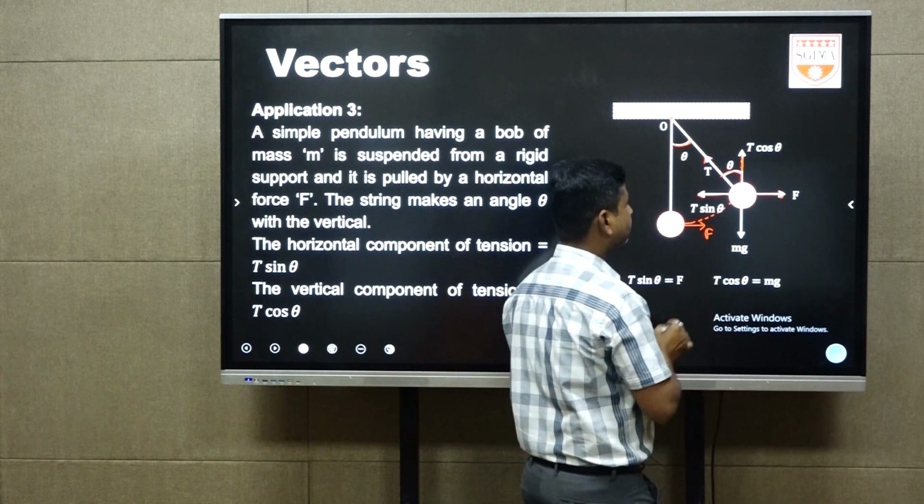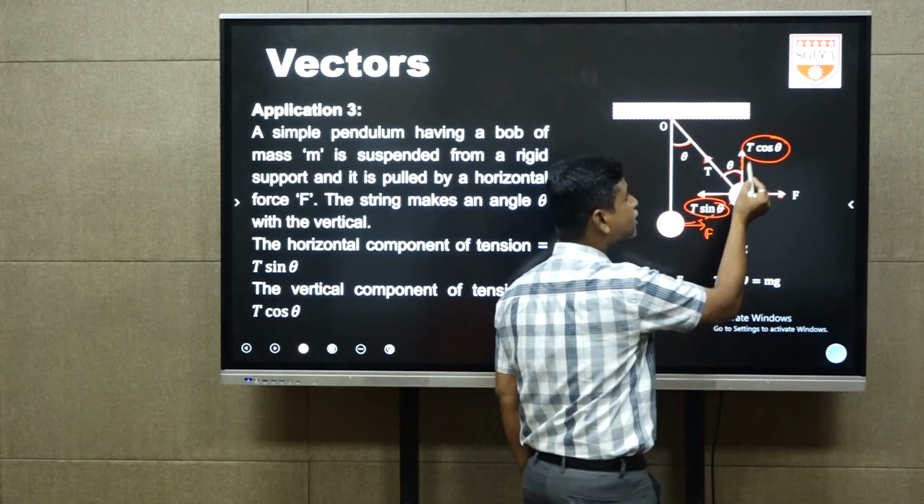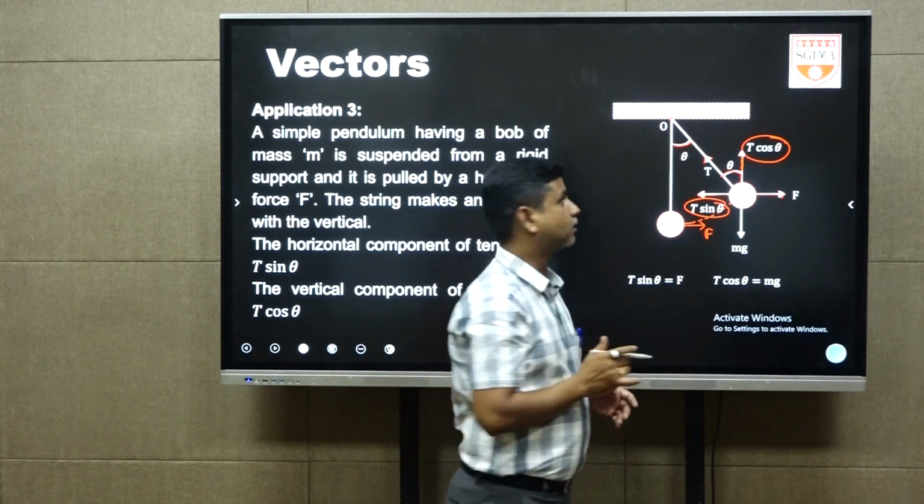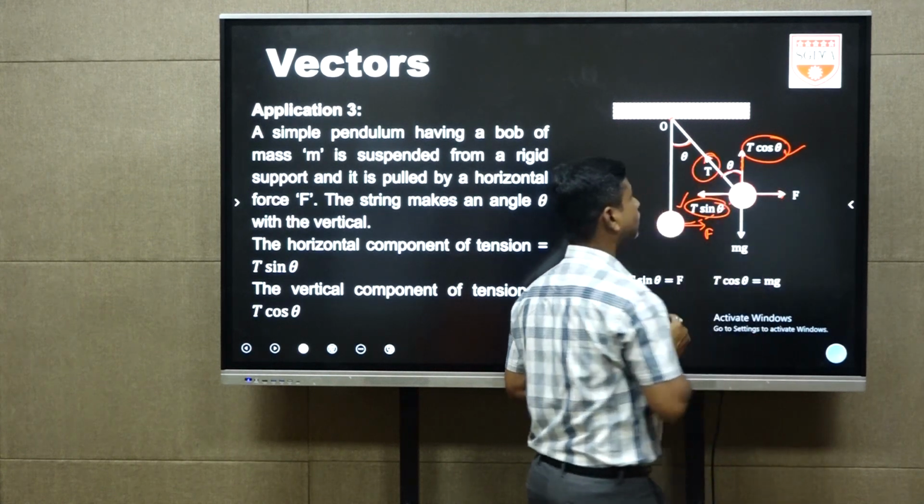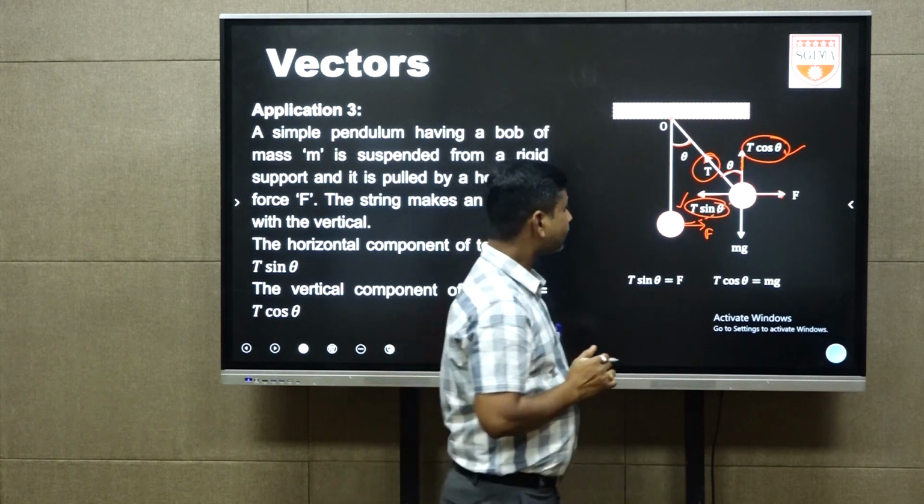It is the sine component, T sin theta. It is T cos theta. The resultant always exists in between the cos component and the sine component. It is the cos component, it is the sine component, it is the resultant. The resultant is in between the rectangular components.